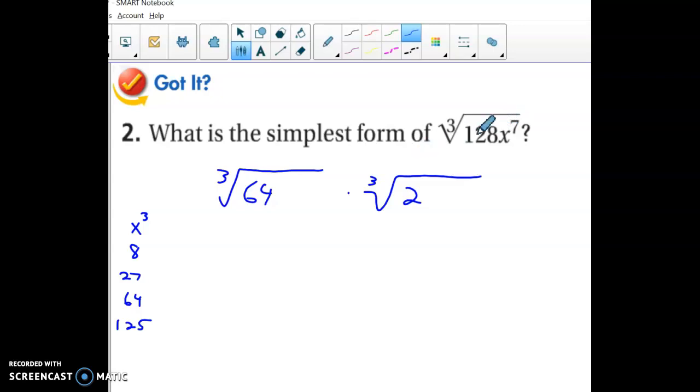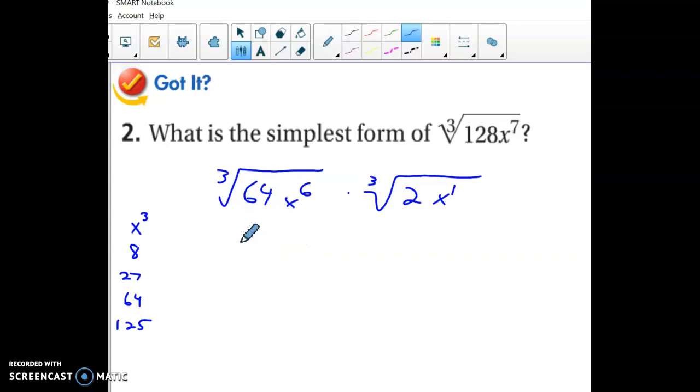And then the exponents have to add to 7. So 7 isn't divisible by 3, so I'm going to put some x's here, some here, and then count backwards. So if 7 doesn't work, does 6? And 6 will, so I'm going to put 6 there and 1 in my leftover because they add to 7.